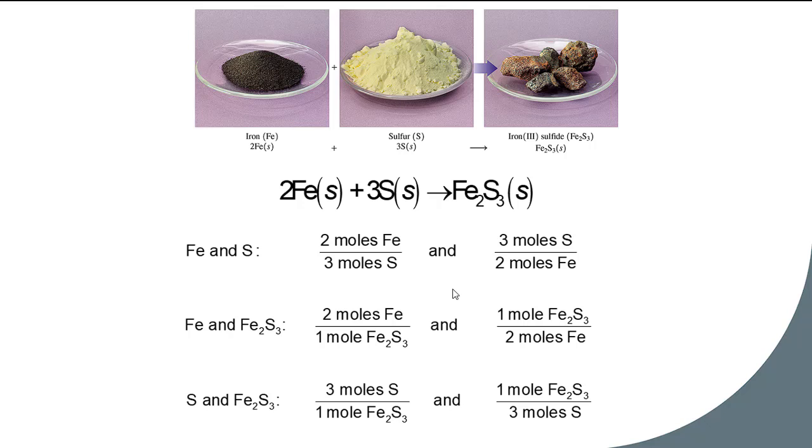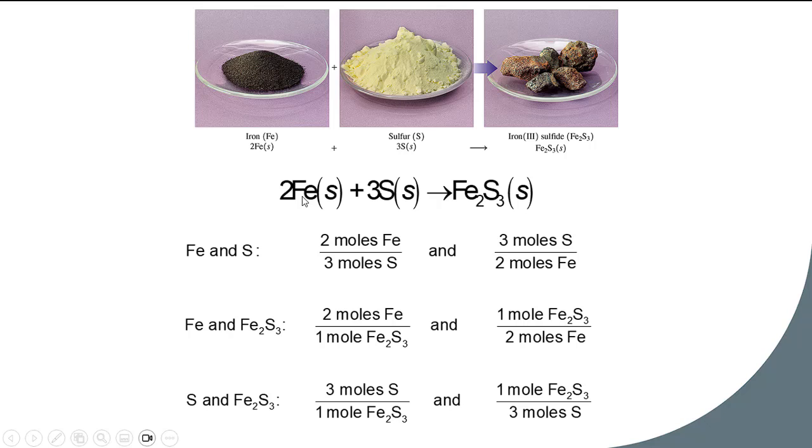So we can relate any reagent to any other reagent. For example, if we wanted to relate iron to sulfur, we would say we need 2 moles of iron for every 3 moles of sulfur. We can flip it and also say for every 3 moles of sulfur, we need 2 moles of iron. This is just our mole-to-mole factor relating the 2 reactants to each other.